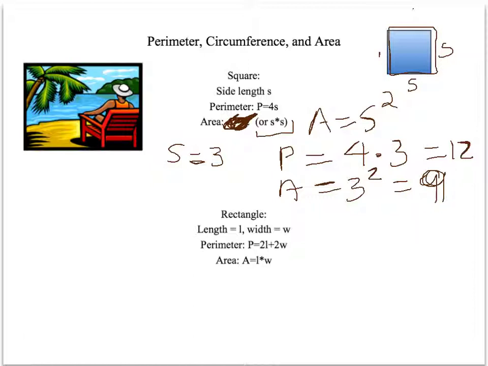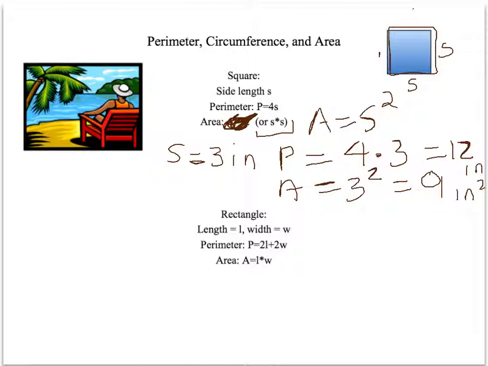Let me erase that and redo it so my 9 looks like a 9. Also, I did not include the units, and I should have. If this was 3 inches, my perimeter would also be in inches, but my area would be in inches squared. All right, that's our first shape.